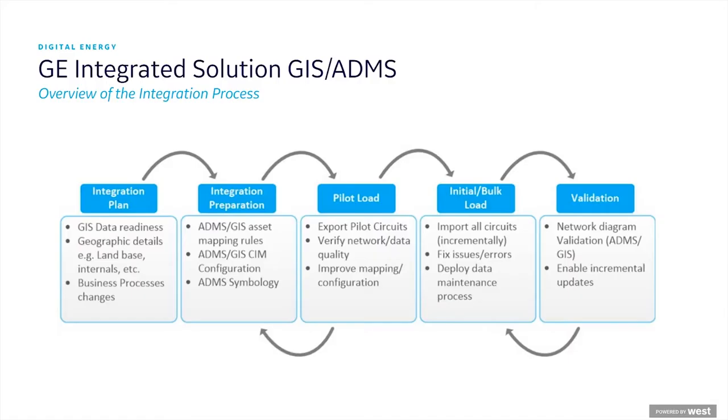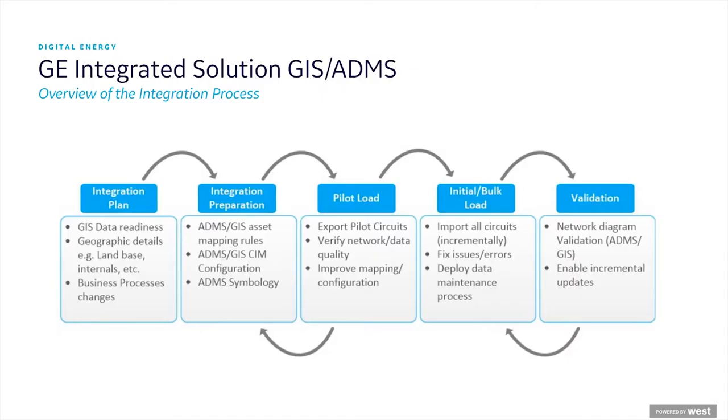Pilot loading, this is where we put our planning and preparation phases to the test and ensure we're getting the expected results in the ADMS. Generally, there are a few iterations of this phase, but once the pilot load proves successful, the initial load or bulk load can begin. This involves loading a circuit at a time until all the required circuits are loaded into the ADMS. It's important to do some level of validation at this point to catch any big errors or data inconsistencies early.